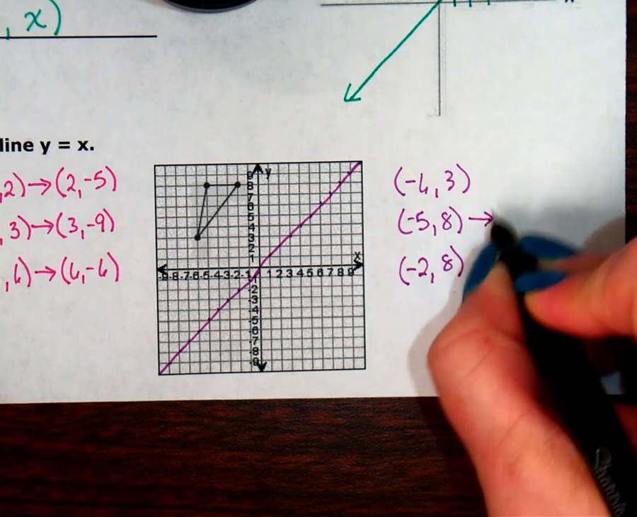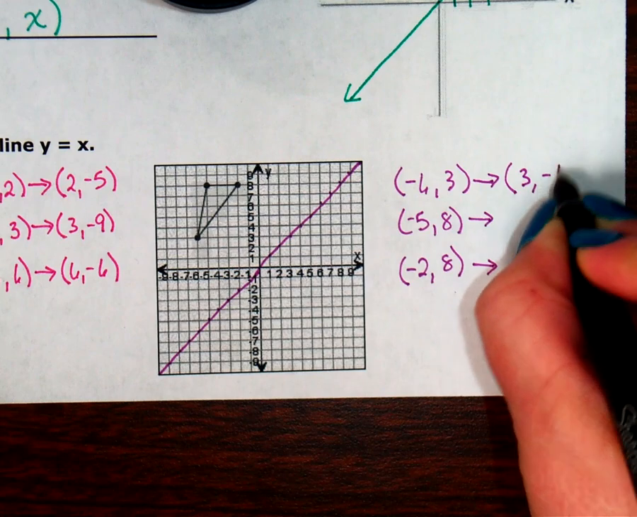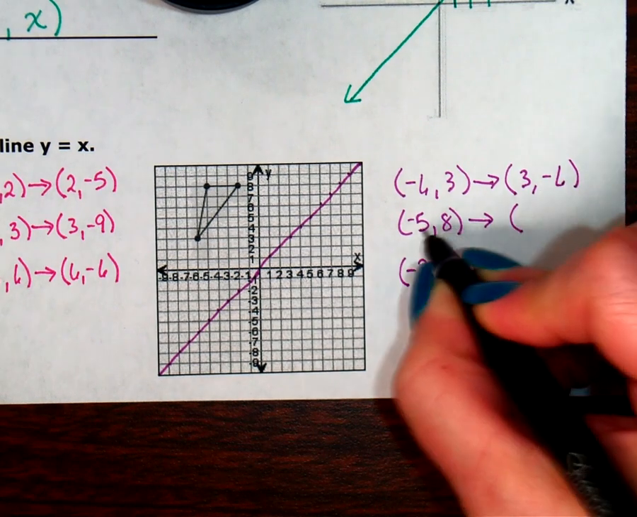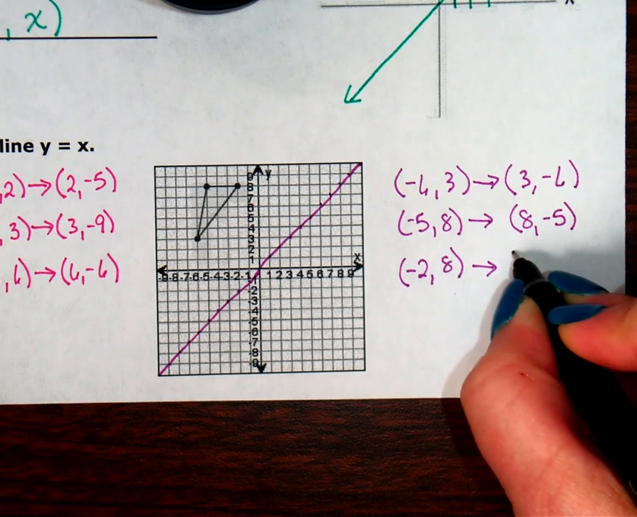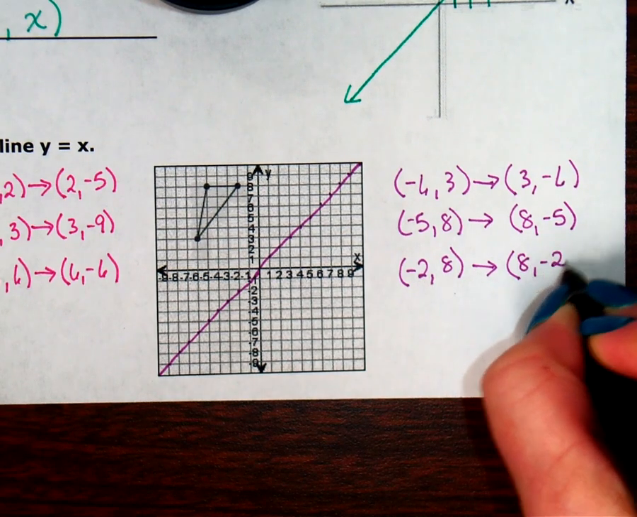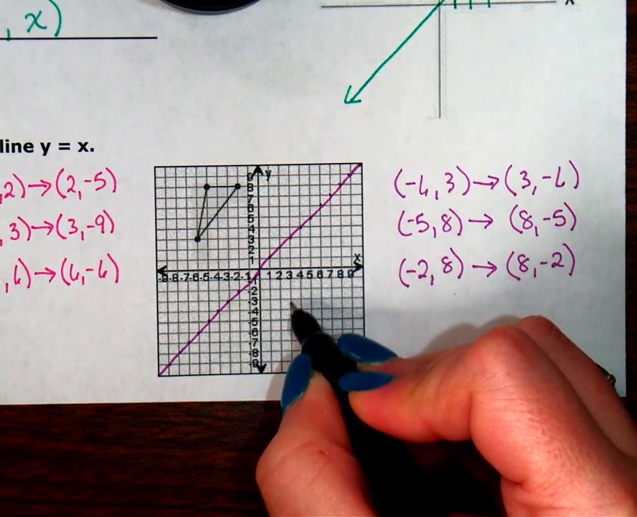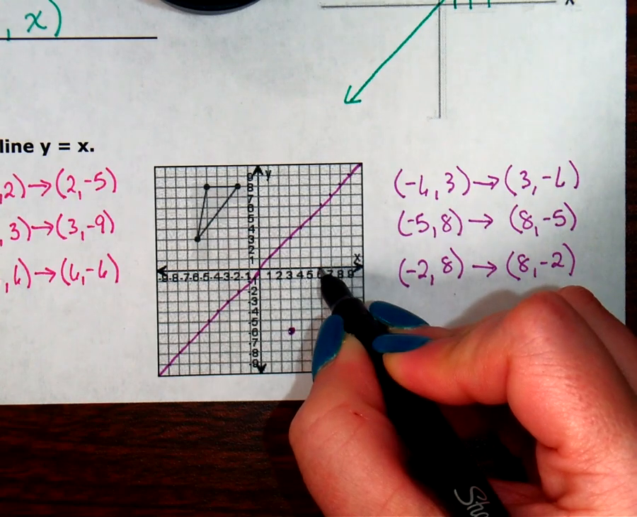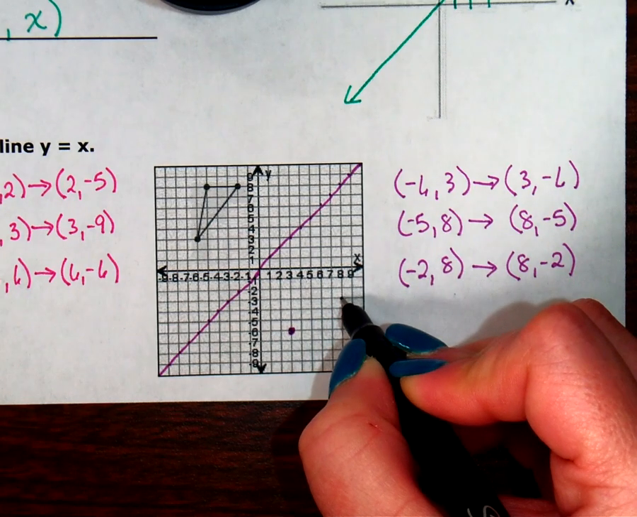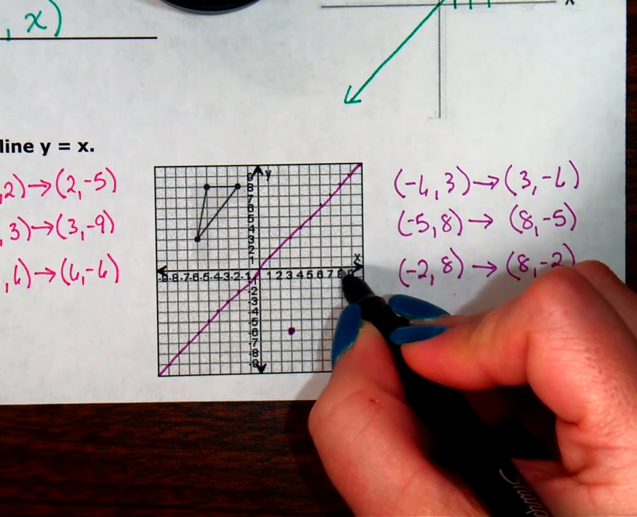And all we have to do is switch the x and the y. So (3, -6), (8, -5), and (8, -2). And let's graph our new image points: (3, -6), (8, -5), and (8, -2).